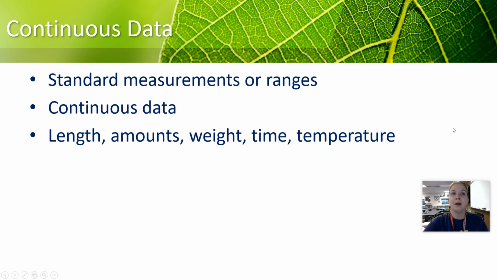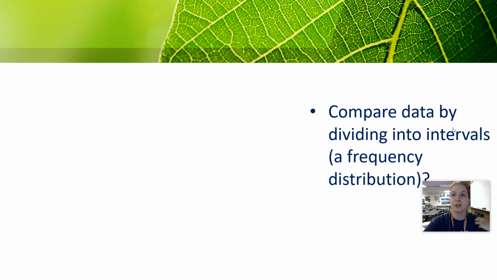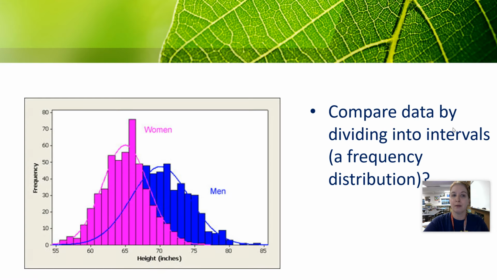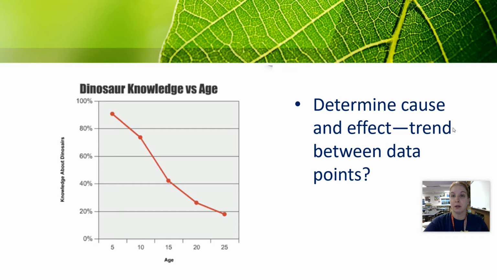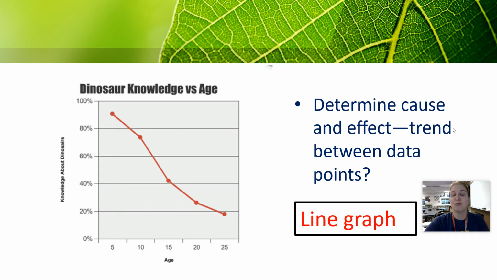If you have a measurement or ranges in continuous data, you might want to do some type of graph like this. You can compare data in a histogram. You can use just a line graph, which is going to be probably most of what we do in here.